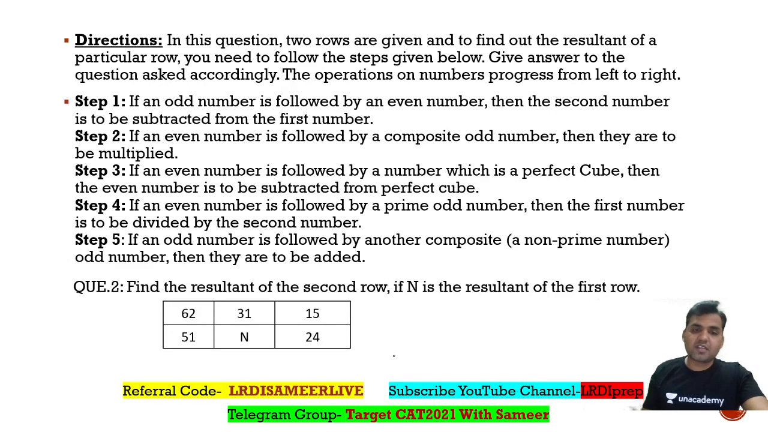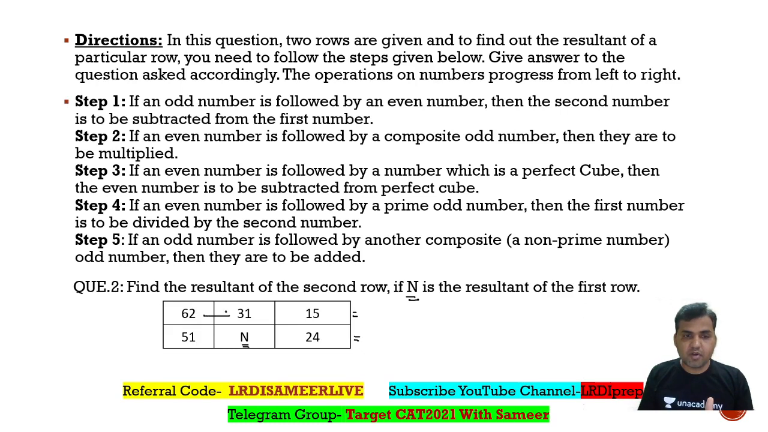Similar to this, let's practice some more questions here. Find the resultant of the second row if n is the resultant of the first row. N as a number is a resultant of the first row, and we are supposed to find out the resultant of the second row. So to find out the resultant of the second row, first I need to find out what will be the resultant of the first row.